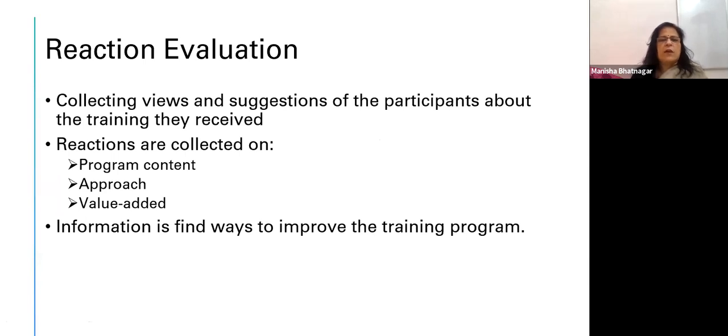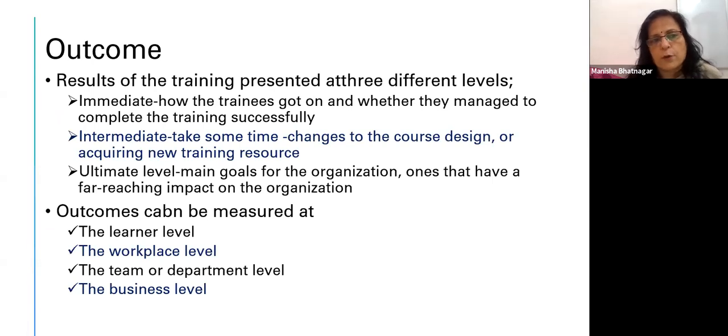Then we conduct the reaction evaluation, collecting views and suggestions of the participants about the training they received. The reactions could be collected on the program content, the approach of the training, or what value has been added to their already existing knowledge, skill and attitude, what they already know, what value has been added by the training. This information is used to find ways to improve the training program. So that is what the reaction level is in the CIRO model.